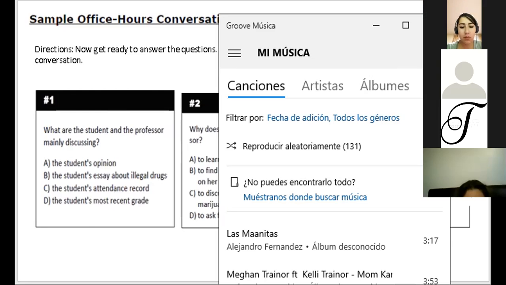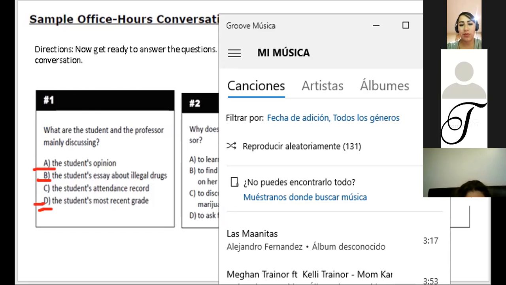I think the option B, the student's essay about illegal drugs. No, no, I don't know. I'm between B or D, but I'm not sure. B or D? I guess it's D. Teacher, yep. I think it's option A. A. Yeah. Okay.